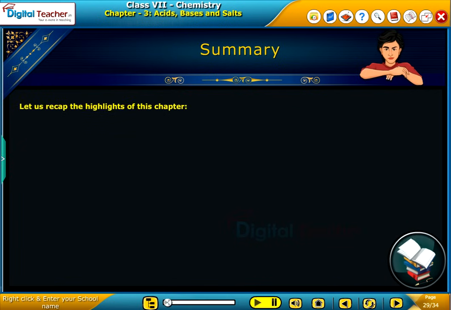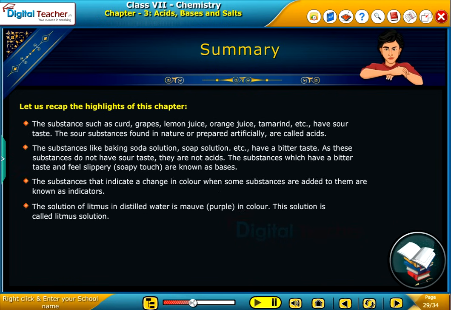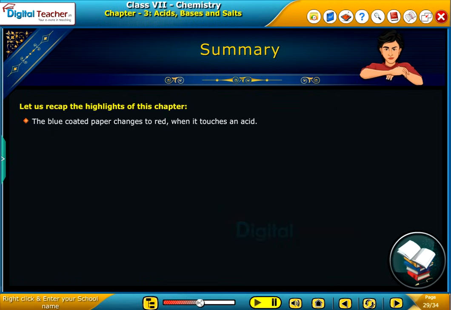Summary. Let us recap the highlights of this chapter. The substance, such as curd, of paper. Litmus paper is available in red and blue colors. The blue coated paper changes to red.